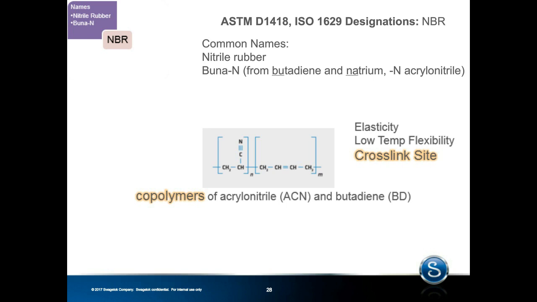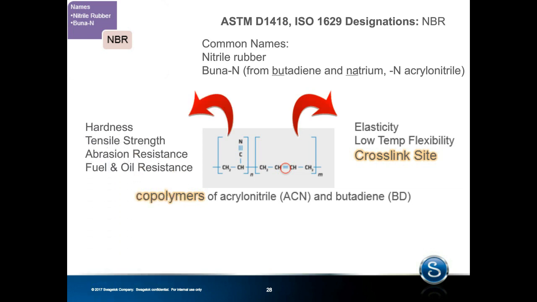For nitrile, Buna-N or HNBR elastomers, they're made up of two different monomers, acrylonitrile and butadiene. So why do I explain to you that there's two different monomers that are used to make this material? The reason is when I have more butadiene in the compound, in the raw gum rubber, it increases the elasticity, the low temperature flexibility, and it creates a cross-link site. So butadiene contributes that portion to the overall elastomer. If we look at the acrylonitrile side, it imparts hardness, tensile strength, abrasion resistance, and fuel and oil resistance.